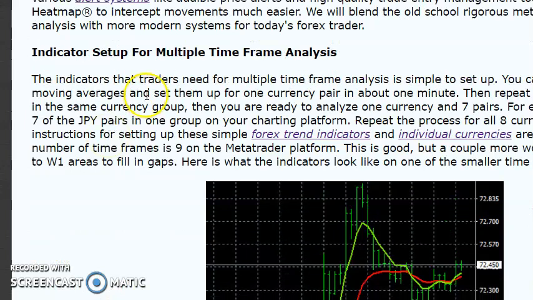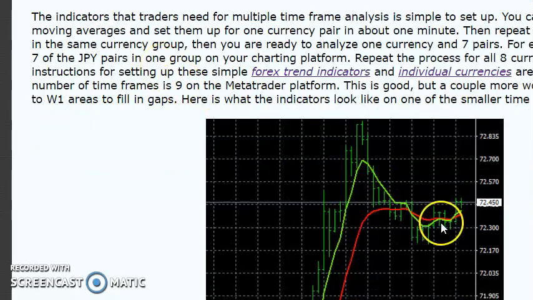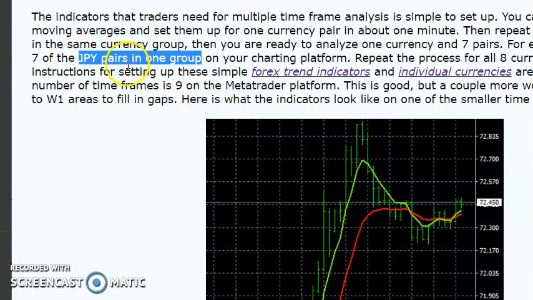So if you want to set up the indicators for multiple time frame analysis, here's what they look like. They're just simple exponential moving averages. Really basic, simple indicators, but you set them up by individual currency. For example, you'll set up all the JPY pairs side by side, then all of the Euro pairs side by side, all of the USD pairs, all the Canadian dollar pairs, etc. And so you have an idea of what each individual currency is doing.